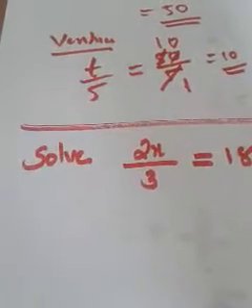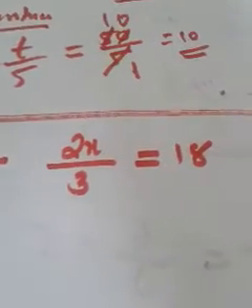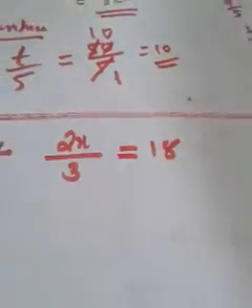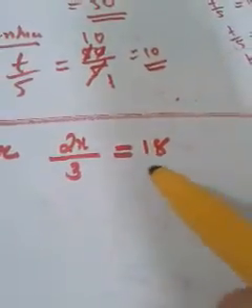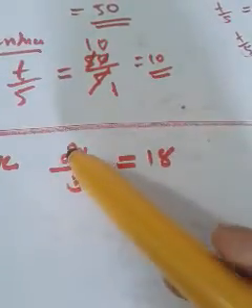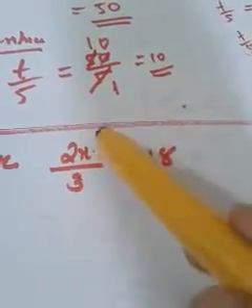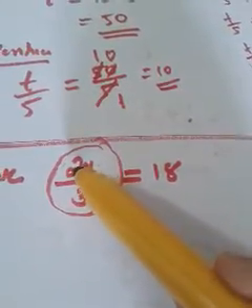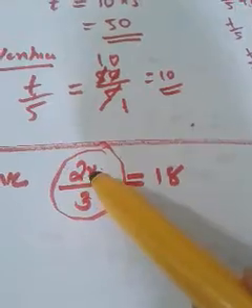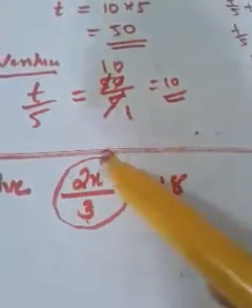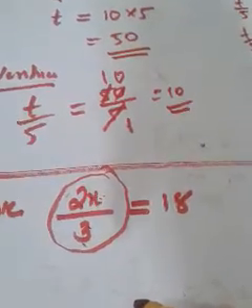And next is a very important question. Solve 2x by 3 is equal to 18. So what we have to do here? Can you consider it as 1, 2, 3 terms? No, you have to consider it as a single term. Why? Because which is the operation in between 2 and x, multiplication, and which is the operation between 2x and 3, division. So in short, this is a single term, because multiplication and division will not separate the term.